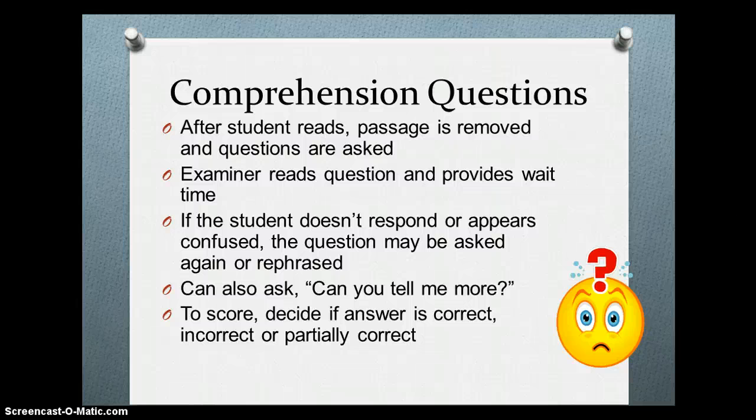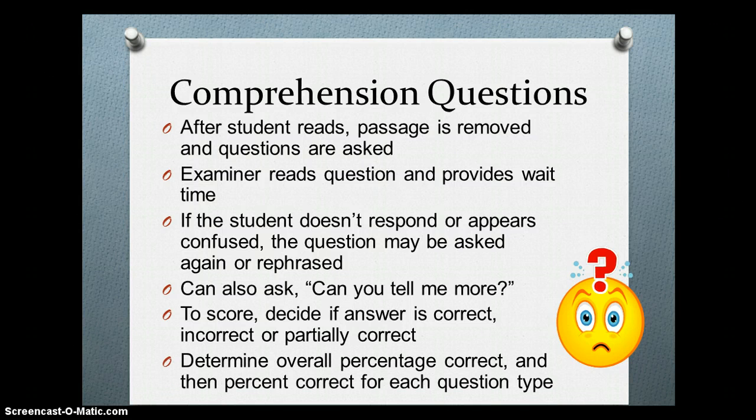So again, we're just talking about comprehension questions in general with informal reading inventories, not necessarily specific to the IRI or the QRI, but with the QRI, starting in level 3, pay attention to lookbacks. And then once all of the questions are given, you just determine the overall percentage correct, and then the percent correct for each question type.